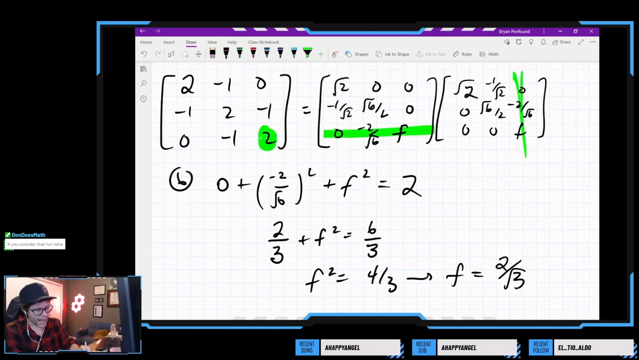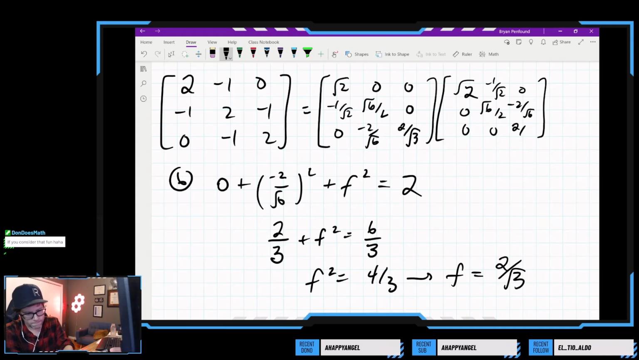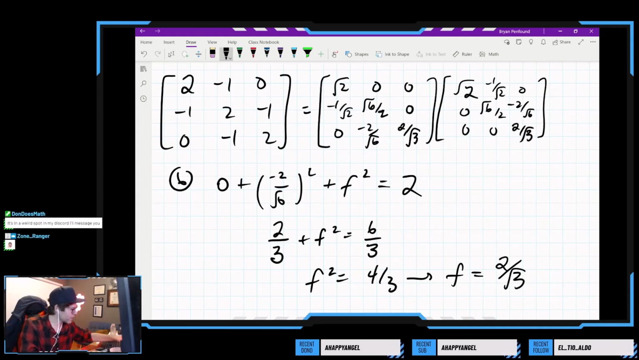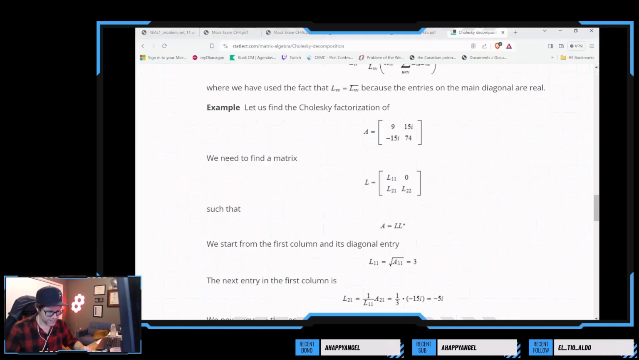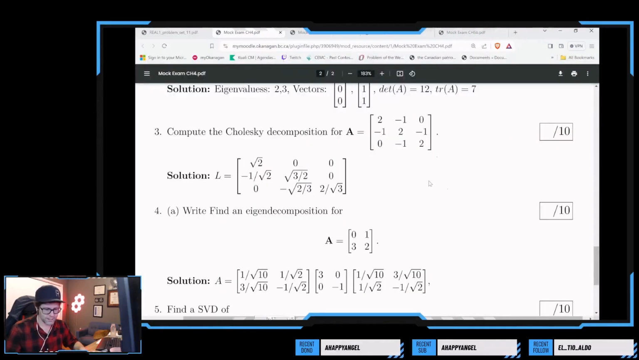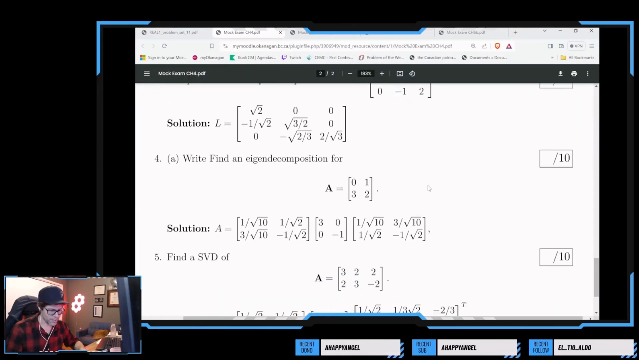Did we just actually do our first Cholesky decomposition? Did it happen? We might have done it, chat. We might have done our first Cholesky. We did it. Oh my god. We got it done. Oh my goodness. Holy crap. Let's never do that again. I feel like I need a cigarette after that. Holy Christ.